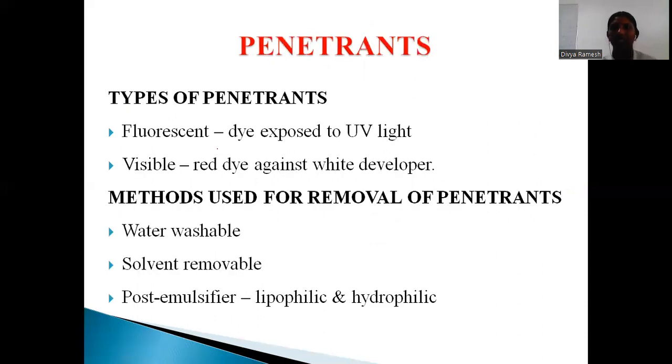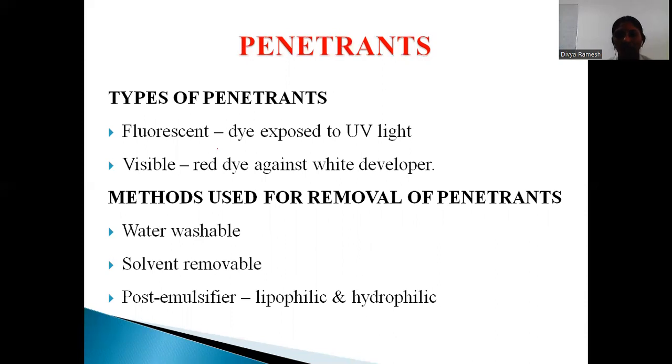Various types of penetrants are used. The first one is a fluorescent dye which is exposed to UV light. When we expose the specimen to UV light, we can see the cracks or defects present on the specimen surface. The next one is visible penetrant, that is a red dye against a white developer. Initially they will apply some red dye, wipe it off, and then apply white developer. That white developer will draw out the cracks present in the specimen. So this is a visible penetrant, and there is no need to subject the specimen to any special light radiation.